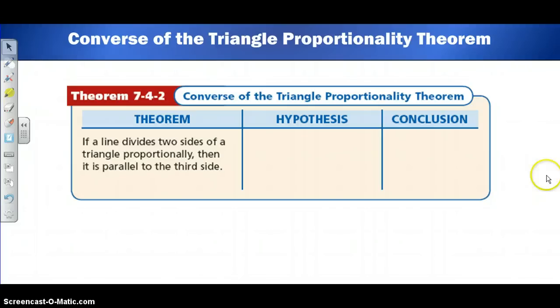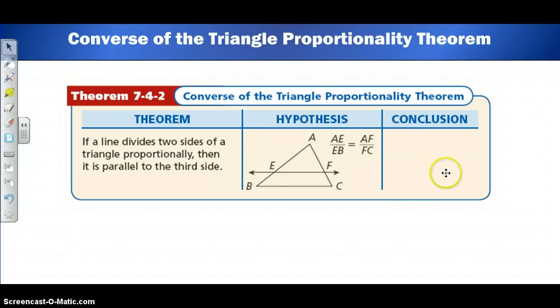Next, we have another theorem. It's the converse of the triangle proportionality theorem. And it says if a line divides two sides of a triangle proportionally, then it is parallel to the third side. So here's a picture that displays the if part of that. And the conclusion then is that the lines must be parallel. So we're just going in the reverse order of what we did with the triangle proportionality theorem, which of course is what converse means. So pause and write this down.